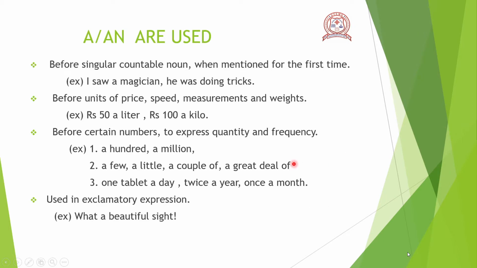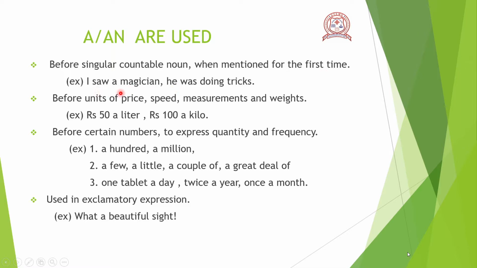Now, when and where do you use a or an? These are the few points given. Please write them down in your notebook. The first point, a or an are used before singular countable nouns when mentioned for the first time. So remember, a or an are used before singular countable nouns when mentioned for the first time.